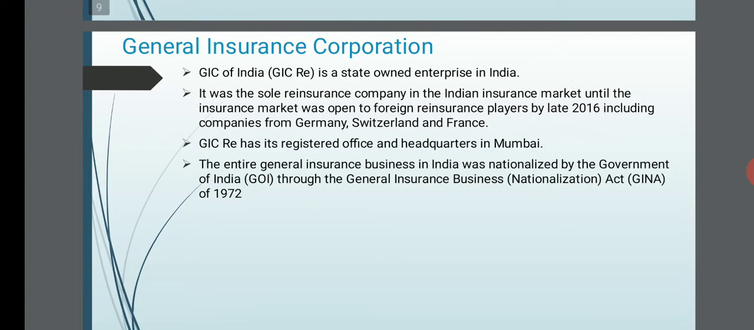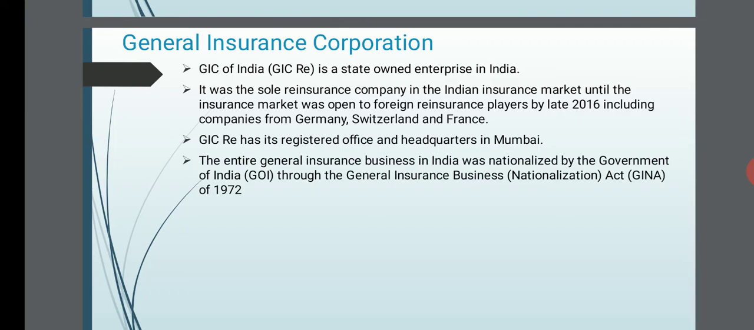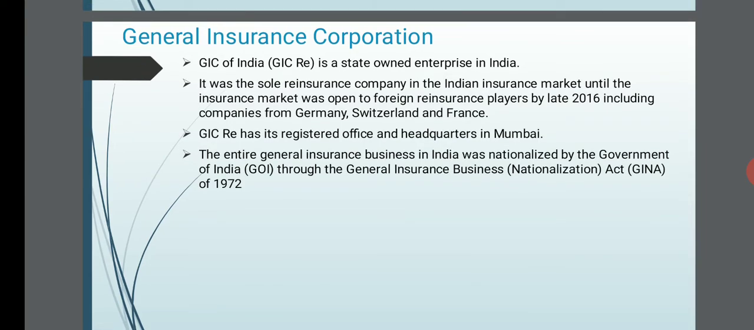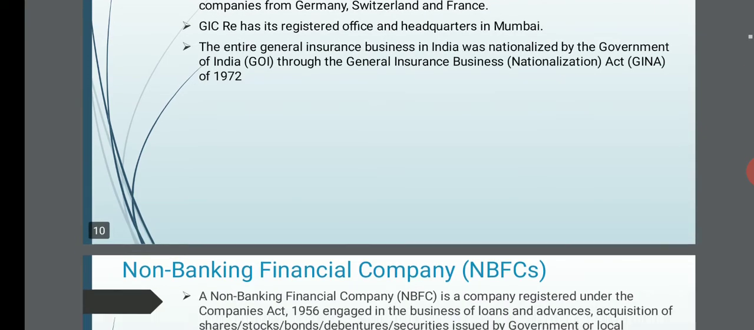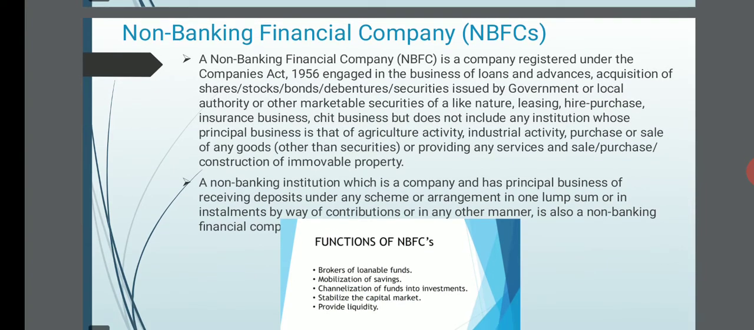General Insurance Corporation is the general insurance player, and it is a state-owned enterprise in India. It was the sole reinsurance company in the Indian insurance market until the market was opened to foreign reinsurance players in late 2016, including companies from Germany, Switzerland, and France. GIC Re has its registered office and headquarters in Mumbai. The entire general insurance business in India was nationalized by the Government of India through the General Insurance Business Nationalisation Act (GINA) of 1972. Let us learn about non-banking financial companies.